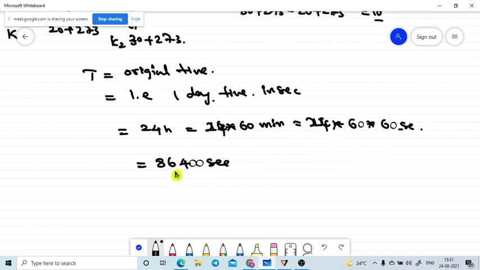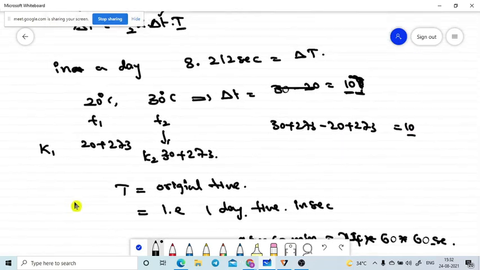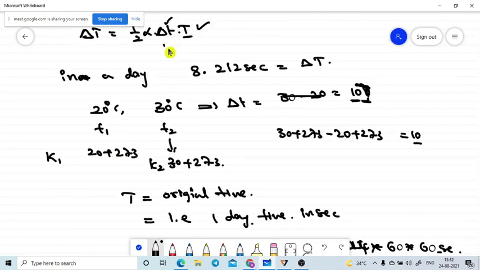So this is a constant value. You will do so many problems with it, so you can memorize this value. Now all values are known. You know the T value, you know the delta T value, you know delta t. You only need the alpha value. Can you find out the alpha value?